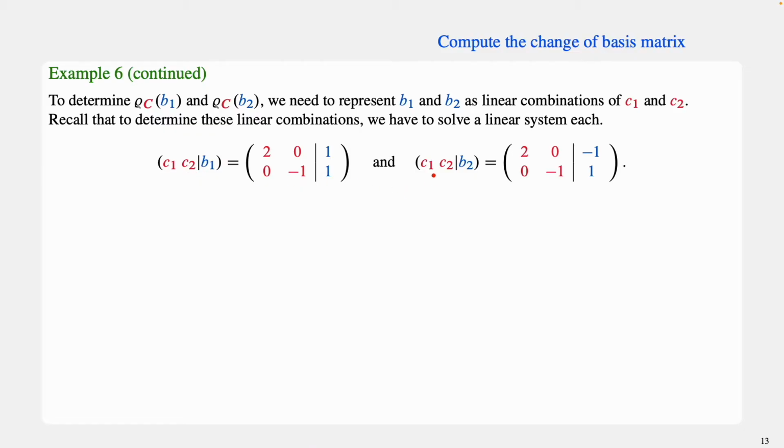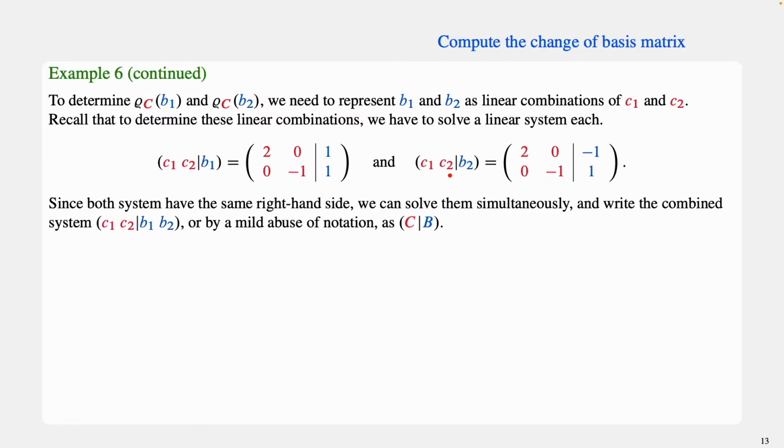And in the same way, we can write a linear equation system here with, again, C1, C2 on the left-hand side and the right-hand side being now B2. And here the solution would, of course, be the coefficients for a linear combination that expresses B2 in C1 and C2. Now what we see is that both of these systems have the same left-hand side, C1, C2 as the columns. So that means we can solve them simultaneously.